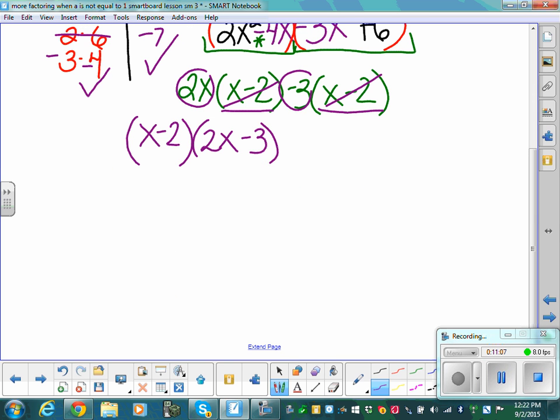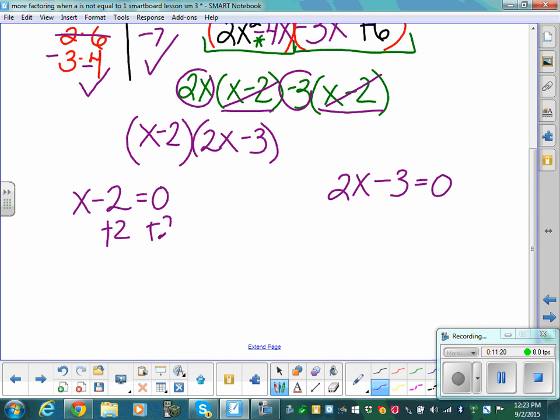And now we're to our linear factors. We can set each of those equal to 0 and solve for x. So I'll set x minus 2 equal to 0 and 2x minus 3 equal to 0 and solve for x in each case. Add 2. X is equal to 2. There is one of my answers.